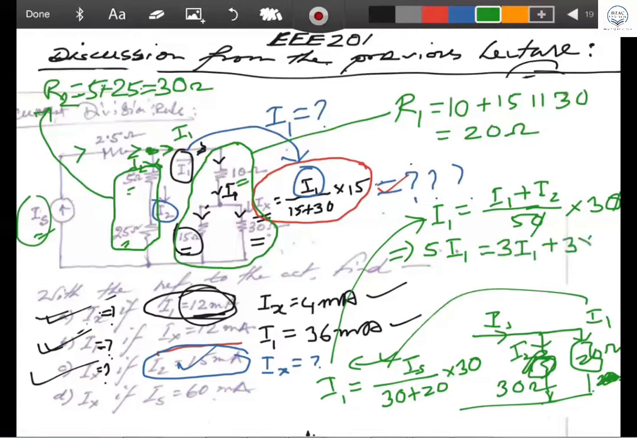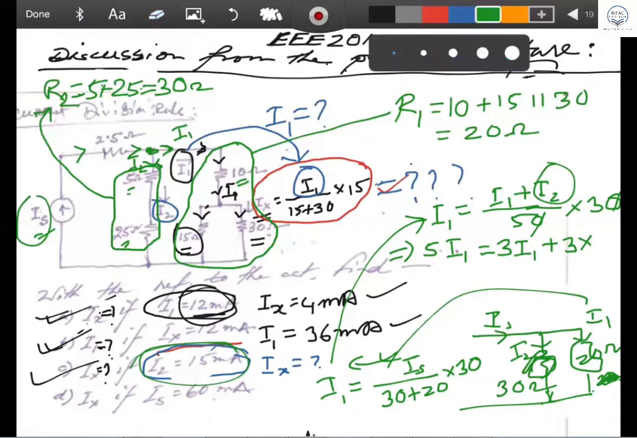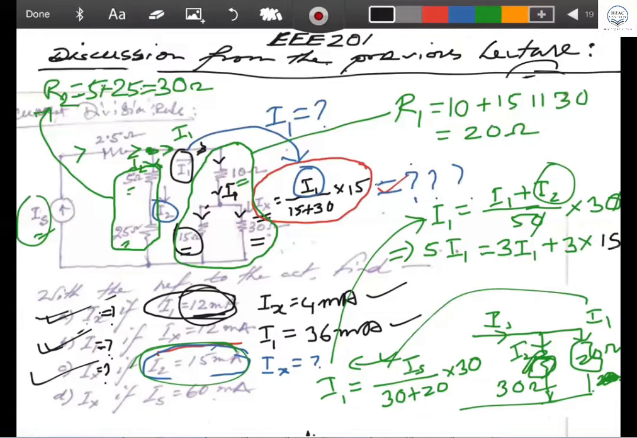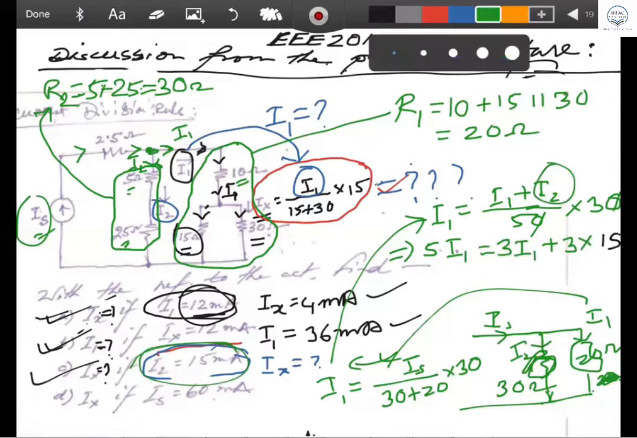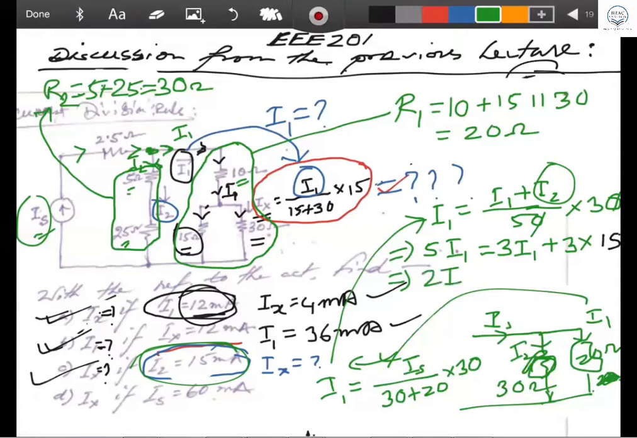Now what is the I2 value? I2 is given here as 15 milliampere, as you can see. So you put I2 as 15 milliampere there. So 3 into 15, if you write, then you are getting the result as 5I1 minus 3I1, that means 2I1 equal to 30. What is the value of I1 coming there?